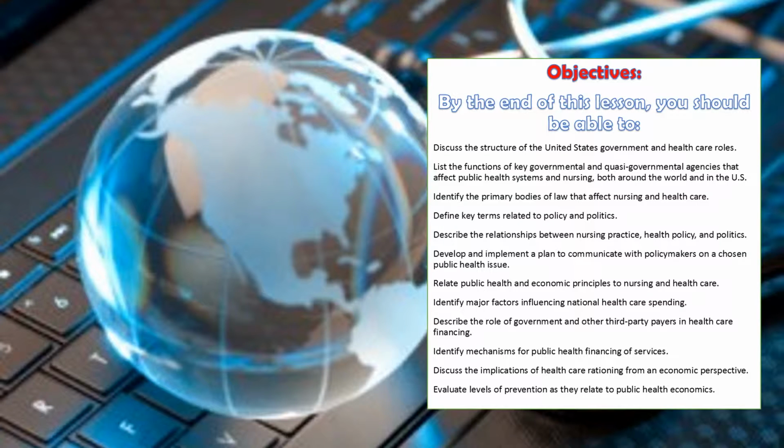By the end of this lesson, you should be able to discuss the structure of the U.S. government and the healthcare roles. You should list the functions of key government and quasi-government agencies that affect public health systems in nursing, both around the world and in the U.S.